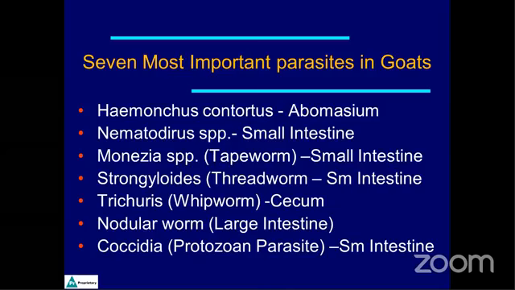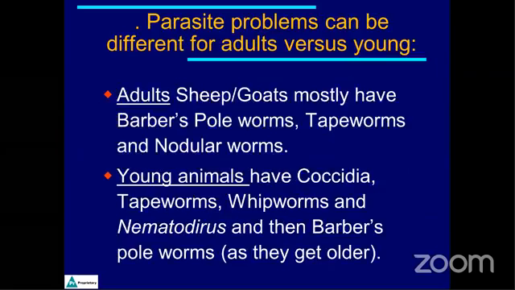And nodule worm we see primarily in adult animals, but it can be, again, severe. And of course, coccidia is an issue. In the older goats, we seem to see the tapeworms, the Haemonchus, nodule worms. The younger goats or sheep, we see more coccidia, tapeworms, whipworms, Nematodirus, and then as they get to grazing, they'll start seeing more barber pole worms. Usually barber pole worm will only survive on grass, and that's where we see the problem.